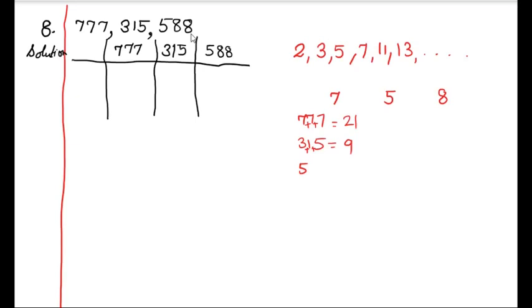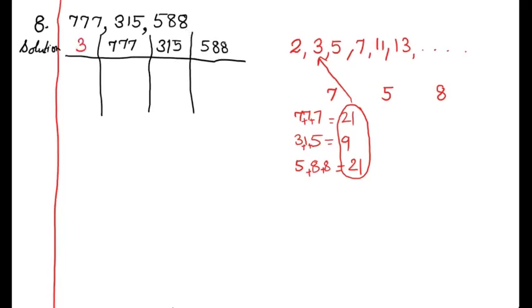So students, if you see, we have 21, 9 and 21. Are these three numbers divisible by 3? Yes, they are divisible by 3. If they are divisible by 3, then 777, 315 and 588 are also divisible by 3. Okay. So here we will write the number that is 3. So now we will divide the given numbers by 3.